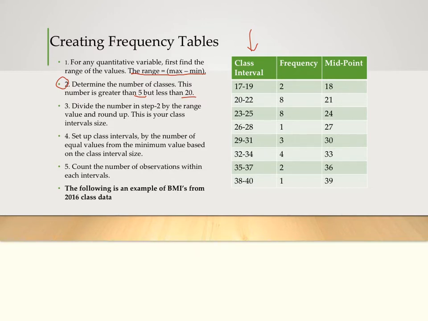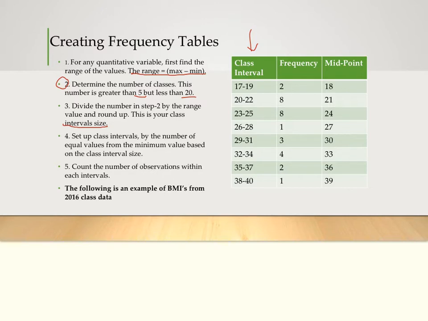So for example, if my range value was 50, and I wanted something like 5 classes, then I would take 50 divided by 5, and the number 10 gives me what I call the interval size. The interval size is the range divided by the number in step 2.